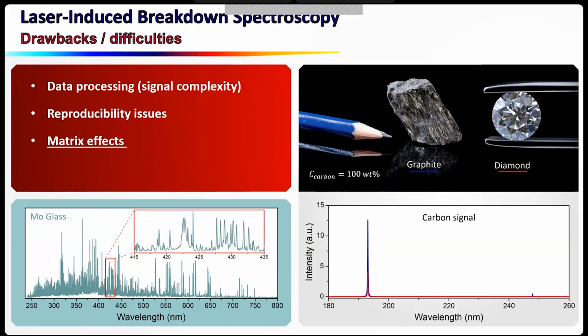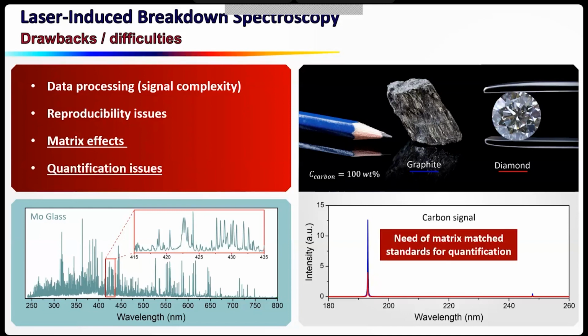The signal will be really dependent on the matrix, meaning the composition and the structure of your sample. So if you want to make quantitative measurements and say, okay, there is 3% of silicon here, you need matrix-matched samples. That means that if you want to quantify the silicon in aluminum, you need a series of aluminum samples to make your reference. In some cases, you can do this. In other cases, you cannot, because this matrix-matched sample does not exist.